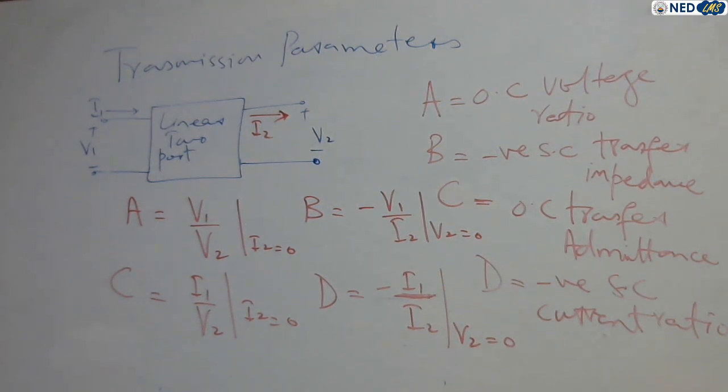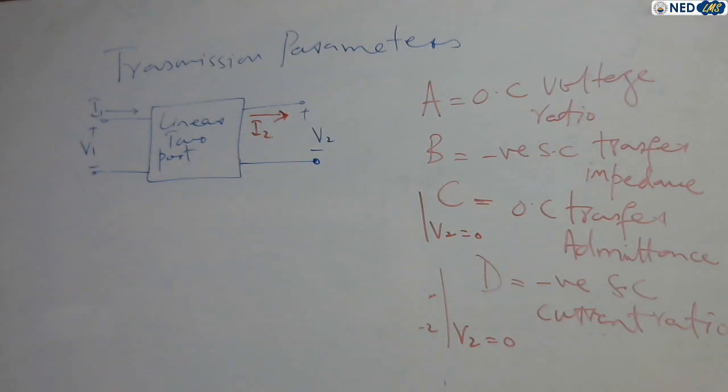So the units of A and D are dimensionless because they are ratios of the same quantities, but the unit of B is ohms because it is impedance, and the unit of C is Siemens because it is admittance. Since the transmission parameters provide a direct relationship between input and output variables, they are very useful in cascaded networks. What does cascaded mean? The output of one is connected to the input of the other, right?